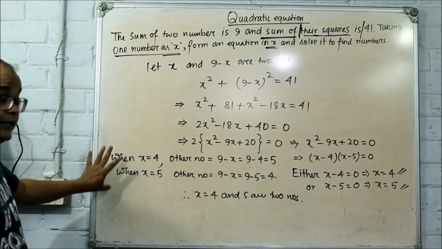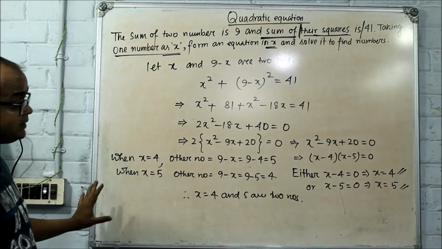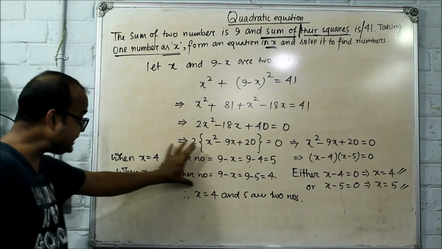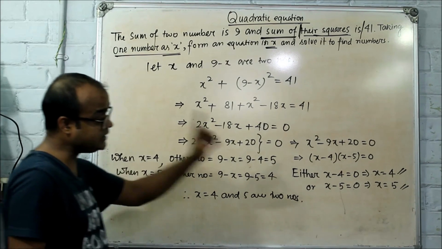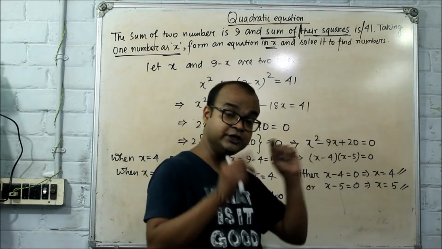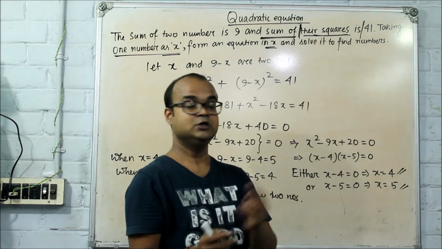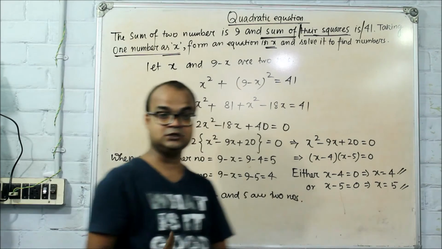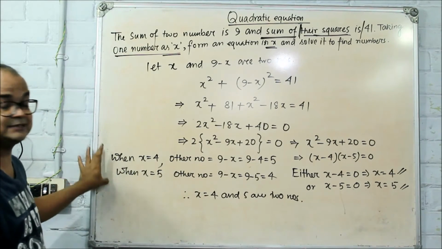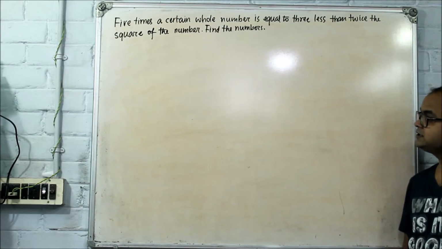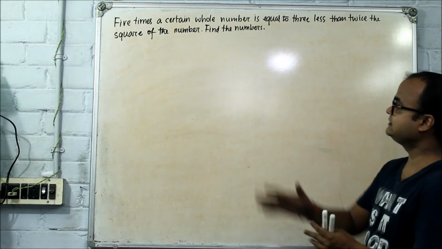Clear? So your solution will be, therefore x is equal to 4 and 5 are the two numbers. But since you are getting the same answer both ways, don't avoid this step, because you are getting two values of x, so you need to show corresponding to one value what is the other value, and corresponding to this value what is the other value. So I advise you, don't skip those steps. Let us discuss this problem.